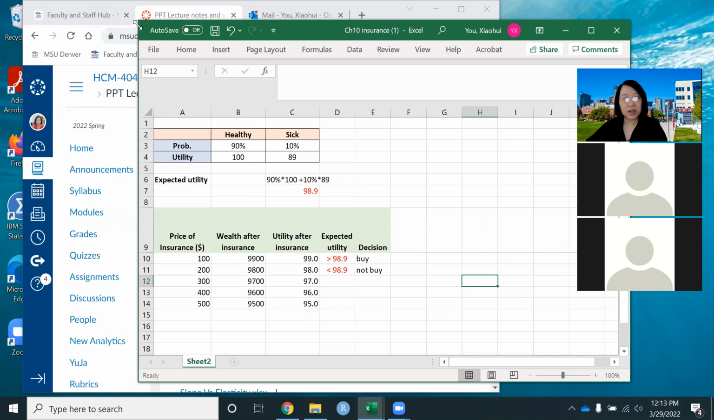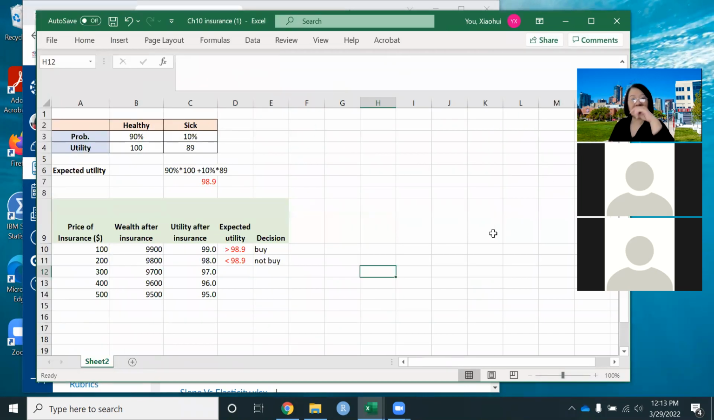Chapter 10 is about insurance. For the insurance, there is an example, just like this graph. You don't know what's going to happen in your future, so you just guess. So 90% probability you will be healthy. If you are healthy, your utility will be 100. And then there's 10% you will be sick, so then your utility will be 89.